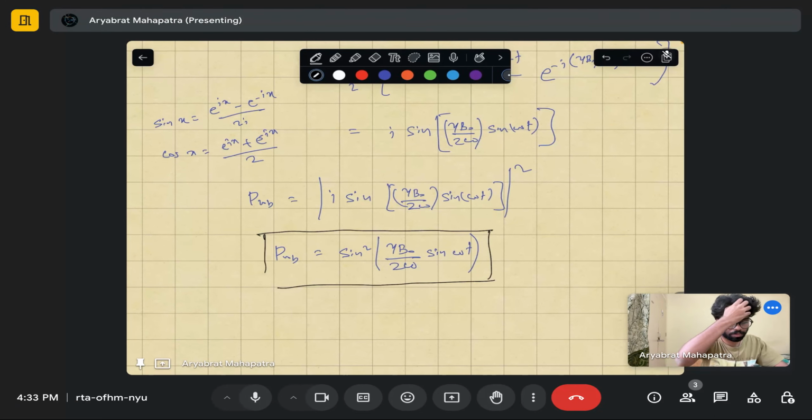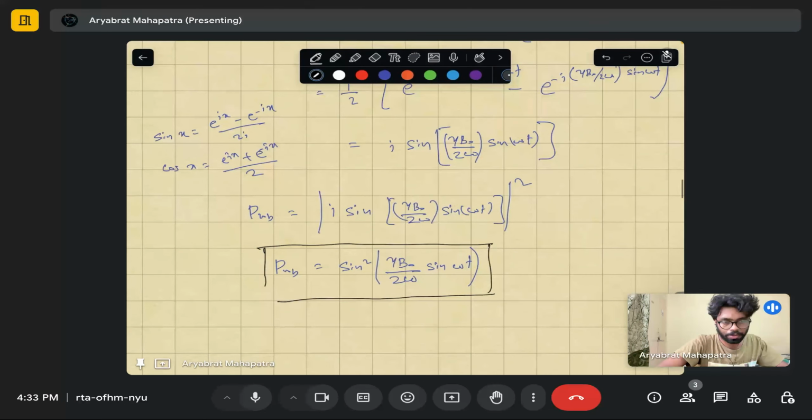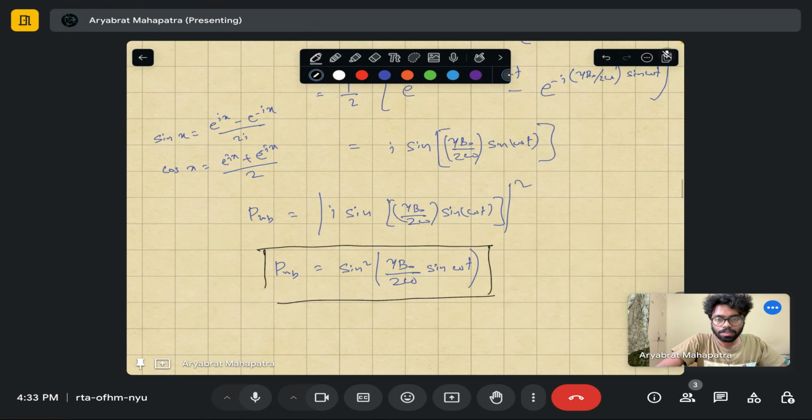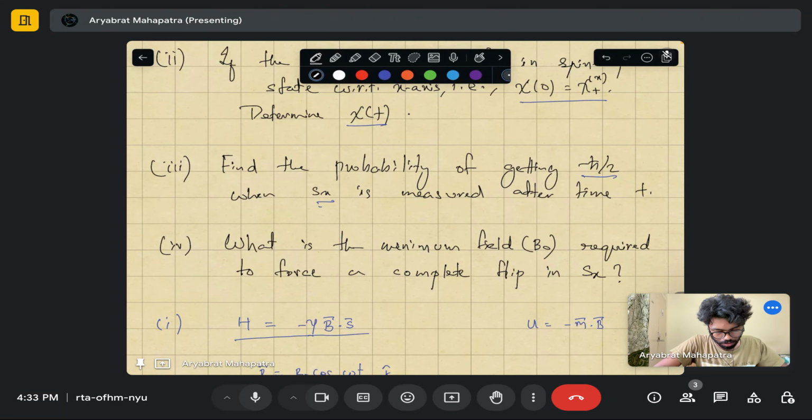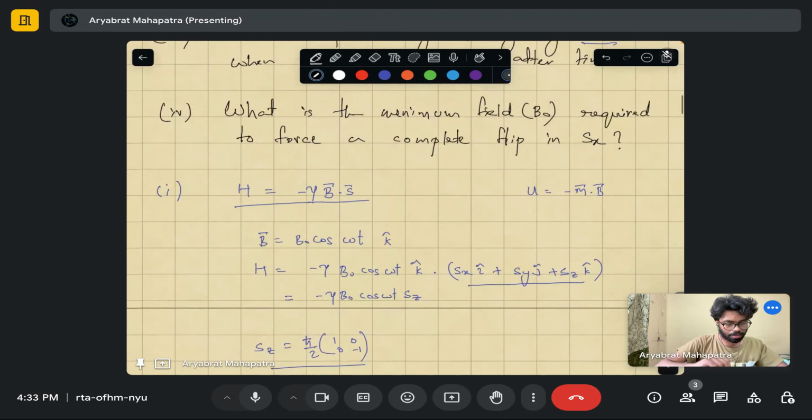I hope you do get the way to calculate this probability. Okay, so then at last we have to see what is the minimum magnetic field required to force a complete flip in Sx. That is what it is telling us.